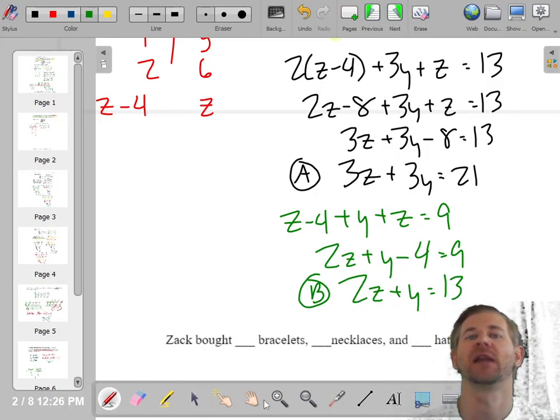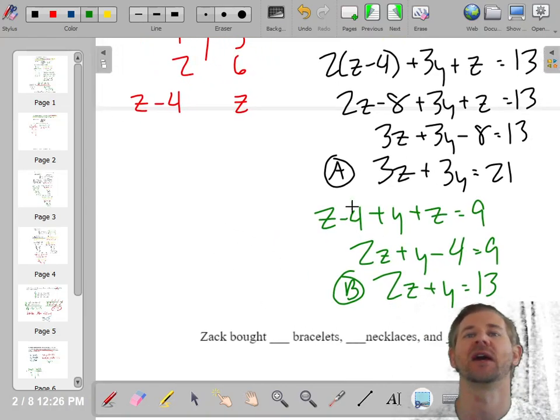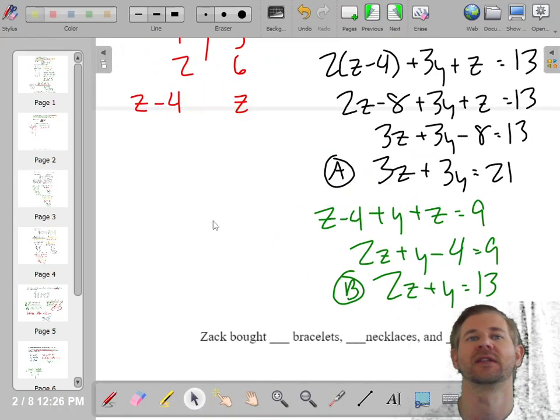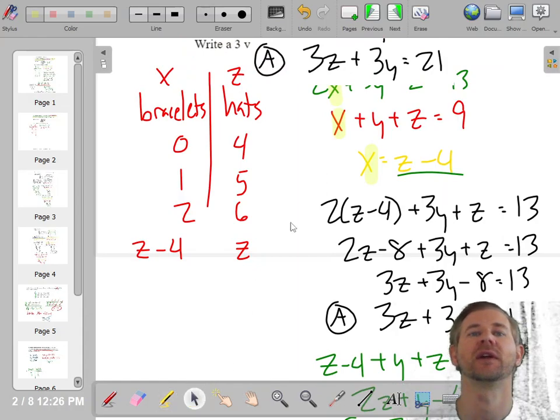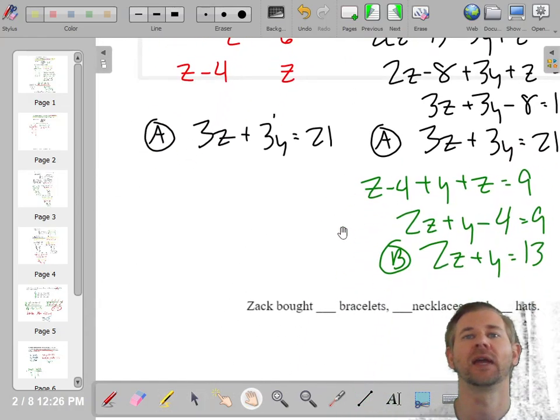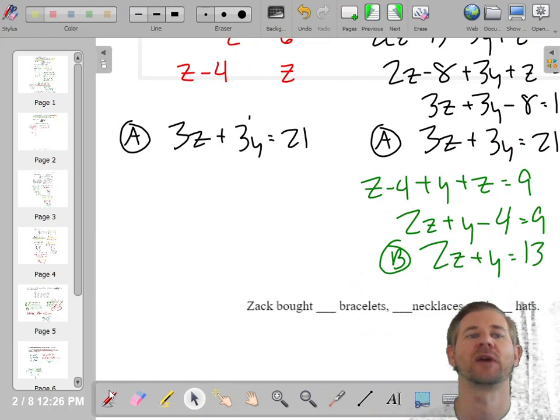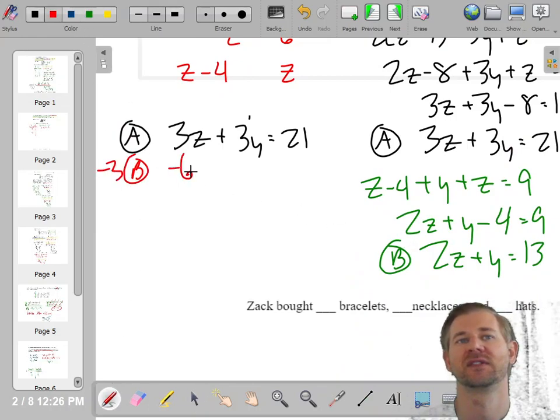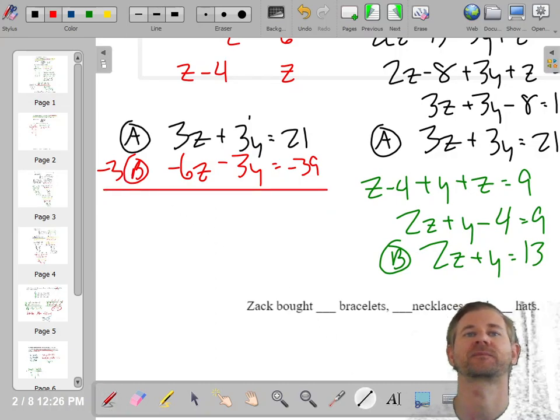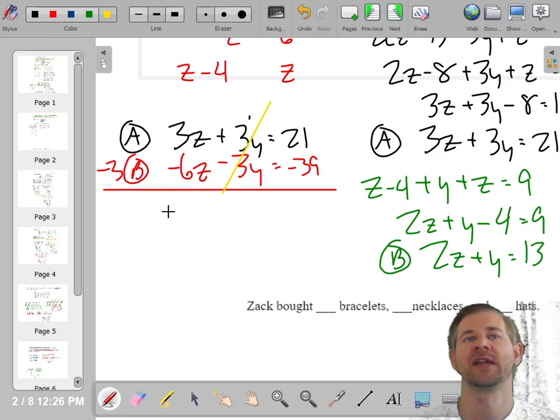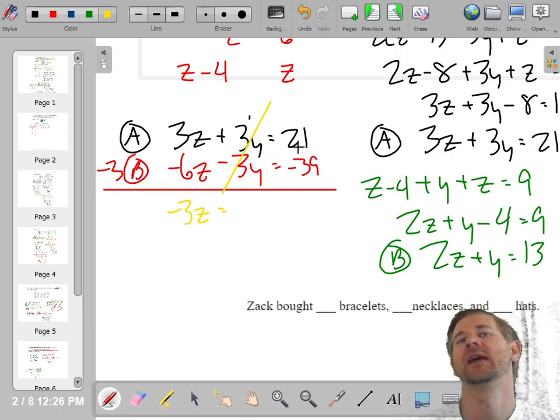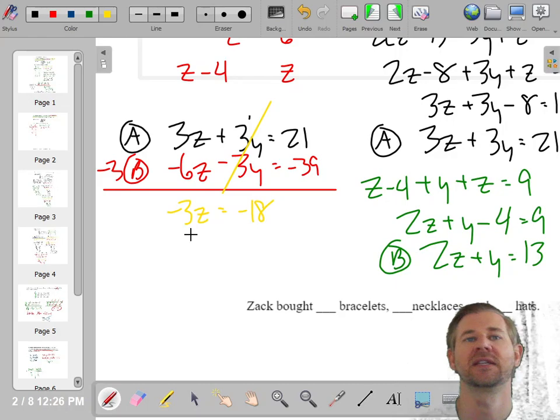Now we need to decide which variable to get rid of, z or y. I'm thinking I'm going to multiply line B by negative 3. So I'll leave the A equation alone. And then for my B equation, I need to multiply by negative 3. So negative 3 times line B is now negative 6z, negative 3y, and 3 times 13 is negative 39.